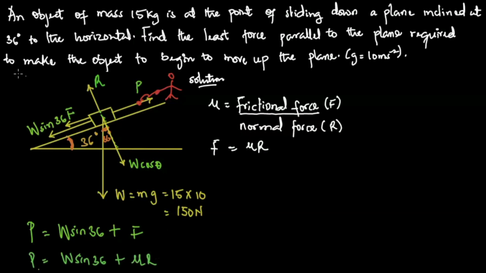So we have P equal to W sine 36 plus mu. Now your R, your normal reaction, is equal and opposite to W cos theta, so we can conclude that R is equal to W cos theta. Our theta is 36, so we have W cos 36.